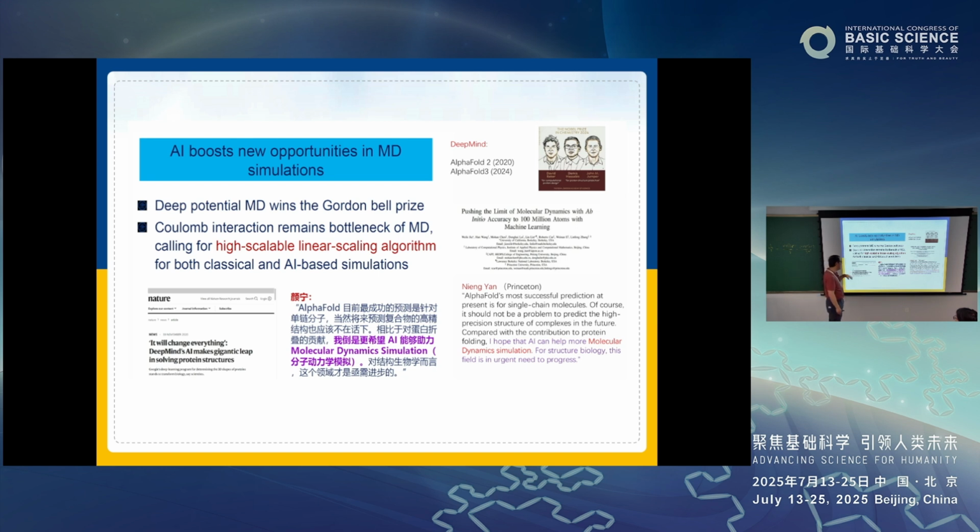So actually, this household name Yan Ning, at that time she was at Princeton, now she came back to Shenzhen. When AlphaFold first came, she said, well, AlphaFold of course is very important, but compared to AlphaFold, she hoped the AI can help more with molecular dynamics simulation. So for structural biology, this field is in urgent need of progress.